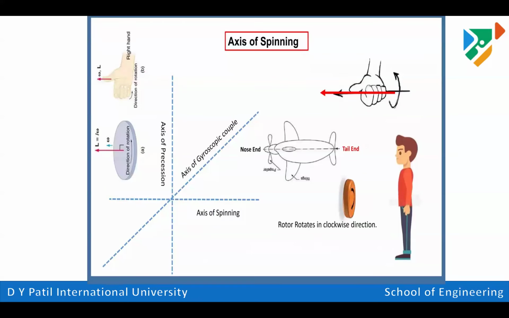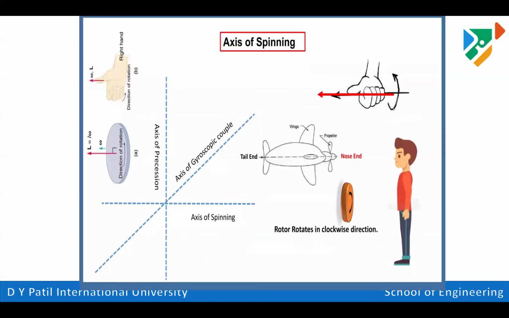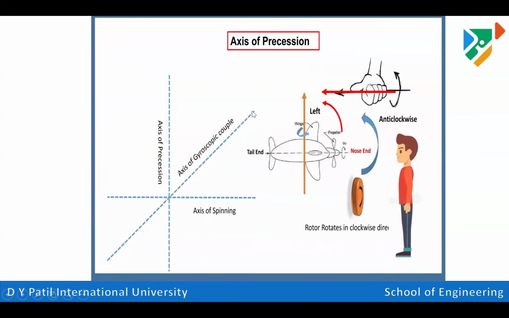Now next part we have, this is axis of spinning. Then we have axis of precession. Okay. Now in axis of precession, again we have clockwise and anti-clockwise movement. Again, this axis of precession is perpendicular to spin and gyroscopic axis, about which we are just shifting that plane towards left and right side.